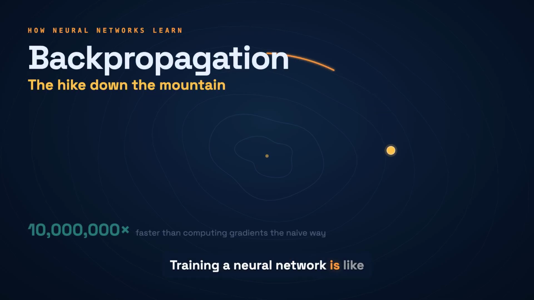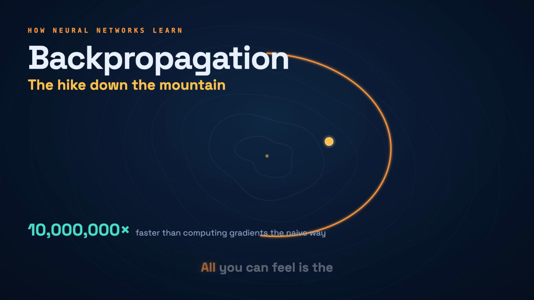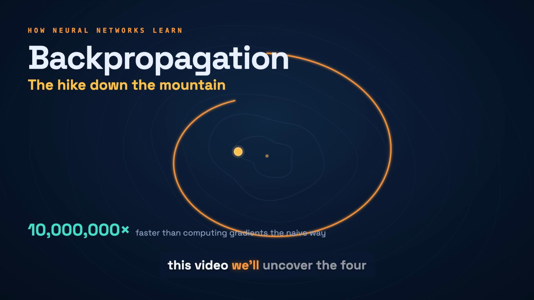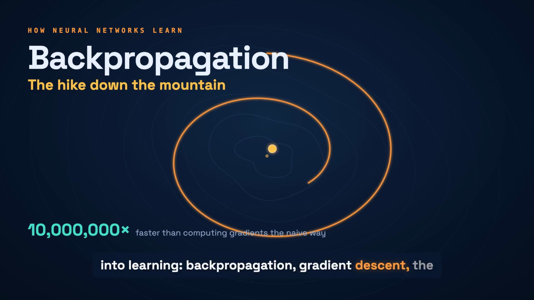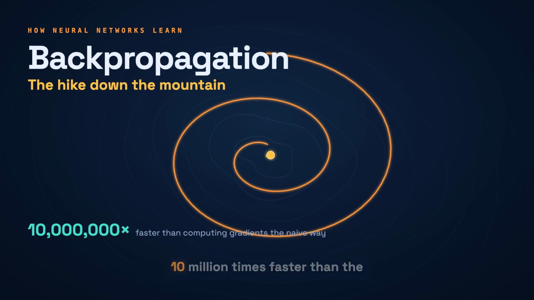Training a neural network is like hiking down a mountain in thick fog. You can't see the bottom. All you can feel is the slope right under your feet. In this video, we'll uncover the 4 ideas that turn that blind hike into learning: backpropagation, gradient descent, the learning rate, and the optimizer. Together, they let a network teach itself, and they do it up to 10 million times faster than the obvious approach.